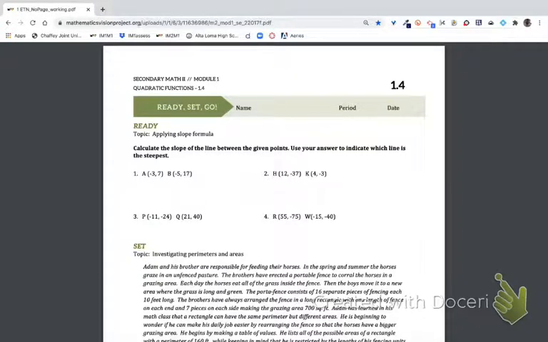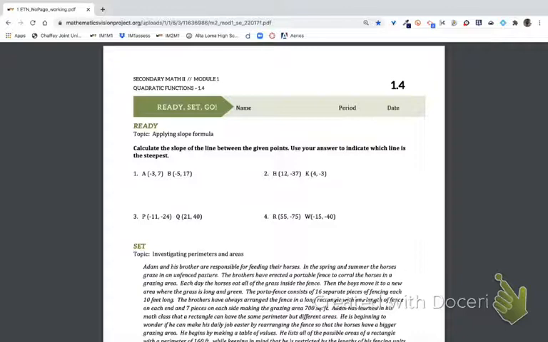For section 1.4, at least the first part, we're looking at finding the rate of change. So practicing using slope, being able to calculate it between those 2 points. For number 2, I'll do number 2 and number 4.